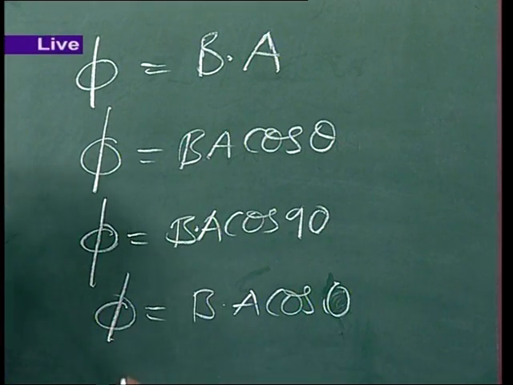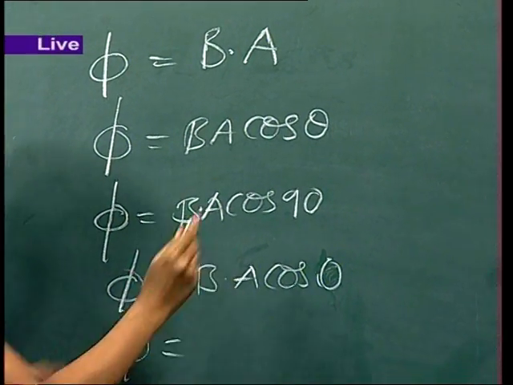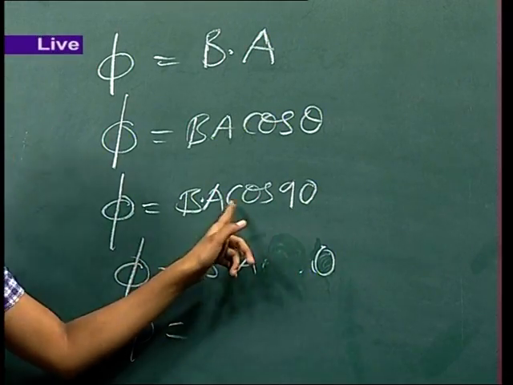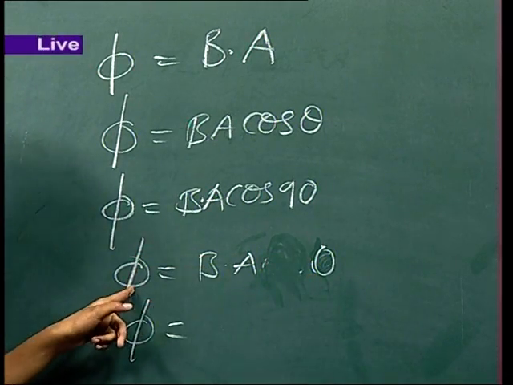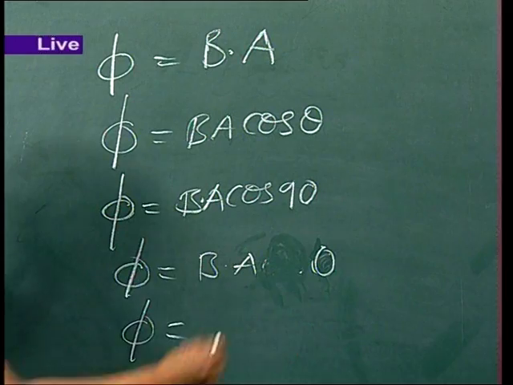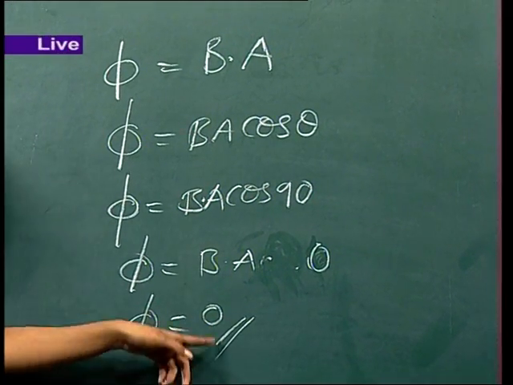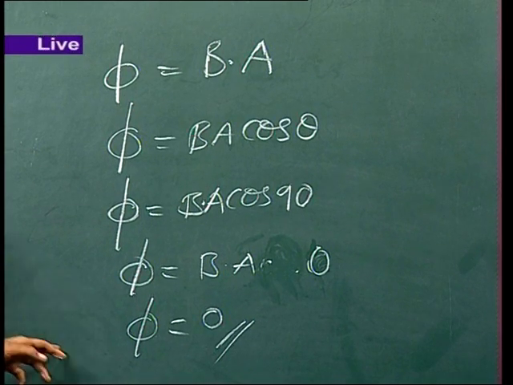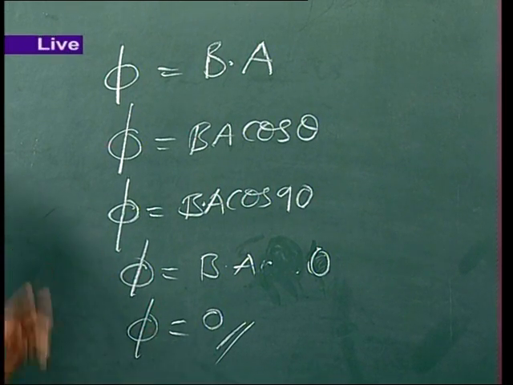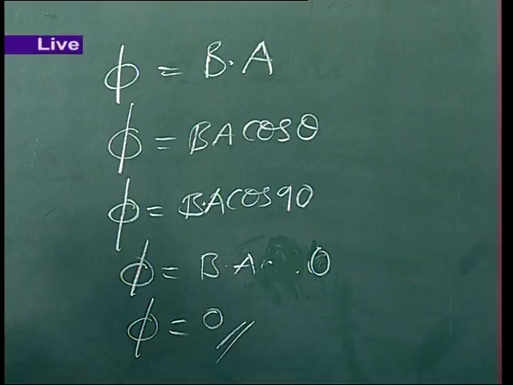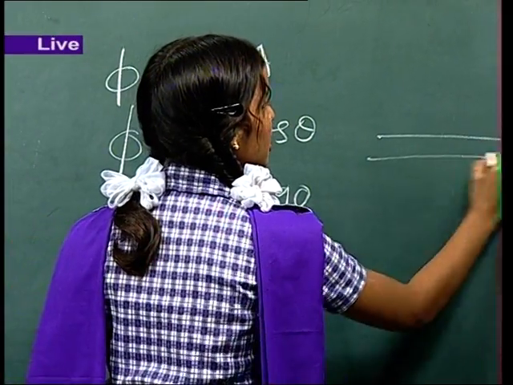So phi is equal to BA cos 90, and the value of cos 90 is 0. So we can write phi is equal to BA into 0. Finally, we can say that phi is equal to 0. In this scenario, the magnetic flux is 0. Let us consider another scenario.